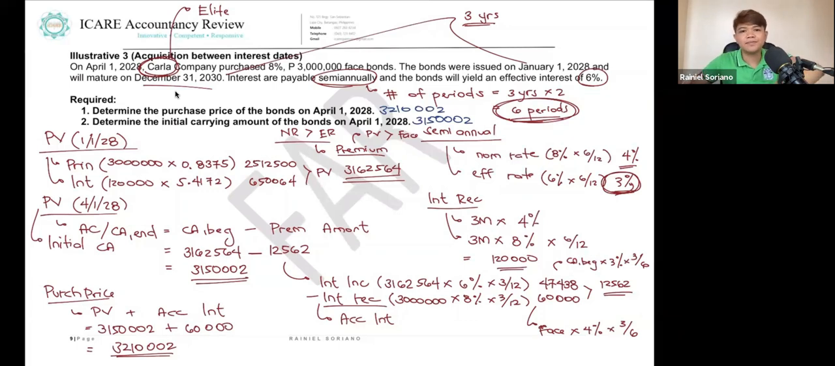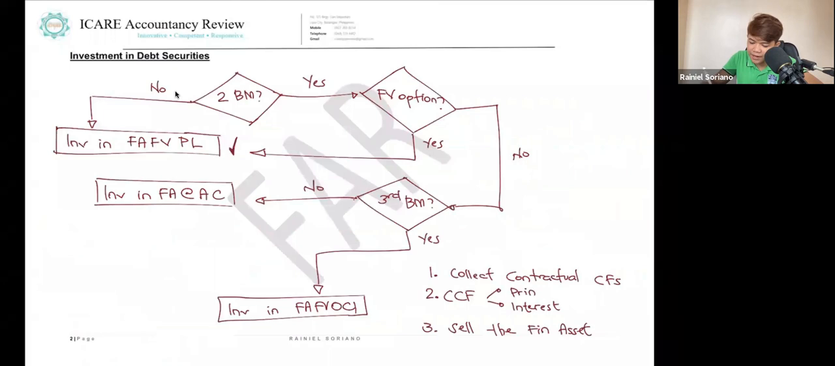Good job guys. Okay. So tapos na tayo sa FVPL. Tapos na rin tayo sa FAAC. So punta tayo sa third classification because ang sabi natin kanina, tatlo po yung possible classification. Tama ba? Tapos na tayo dito sa FVPL, na-discuss kanina. Kaka-discuss lang ng FAAC. Tama ba? Tapos na rin tayo dyan.